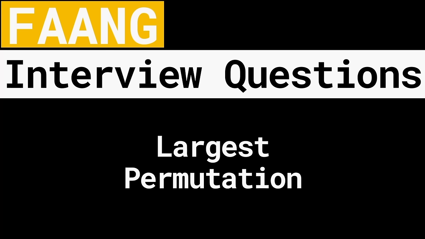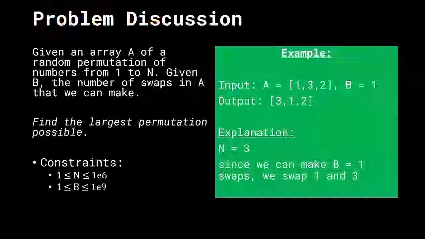Let's talk about the problem, largest permutation. We're given an array A, a random permutation of numbers from 1 to n. That is, we are given n total numbers ranging from 1 to n, both inclusive. And we're also given b, which is the number of swaps in A that we can make. So we can pick any two integers inside of the array A, and we can make a swap between them. And we can do this kind of swap b number of times.